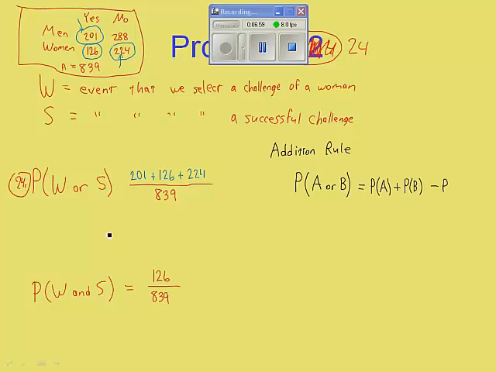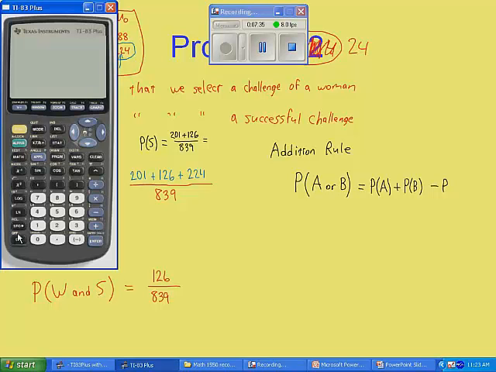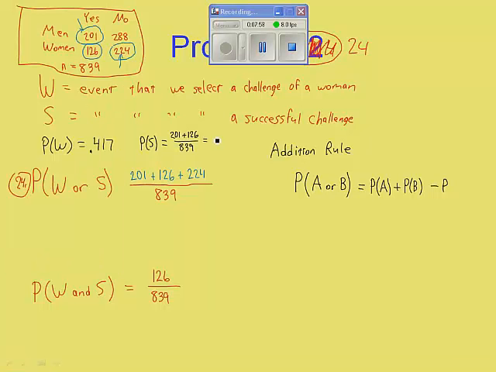Hold on. Remember on the last slide, didn't we compute probability of W happening? Wasn't it 40-some percent? 0.417? Okay. And by the way, if we had done exercise 21, I think we would have computed probability of S. I'll do that right now. So successful, that's 201 plus 126 over 839. What I really need is the decimal, so let me calculate that. 201 plus 126, enter, and then divide by 839. So I got about 39%, 39.0% if you round. Okay, so there's the probability of S happening.